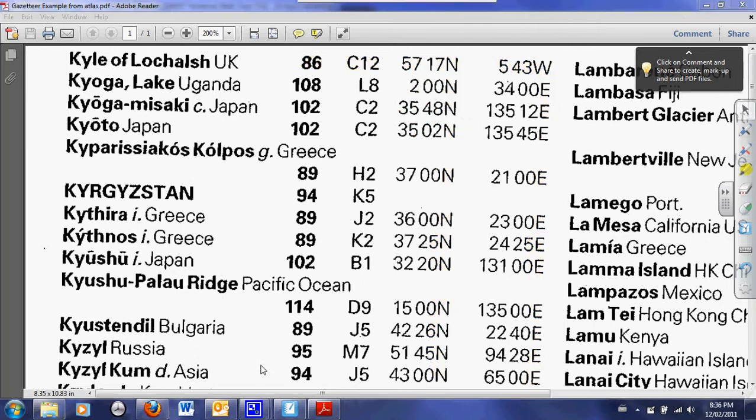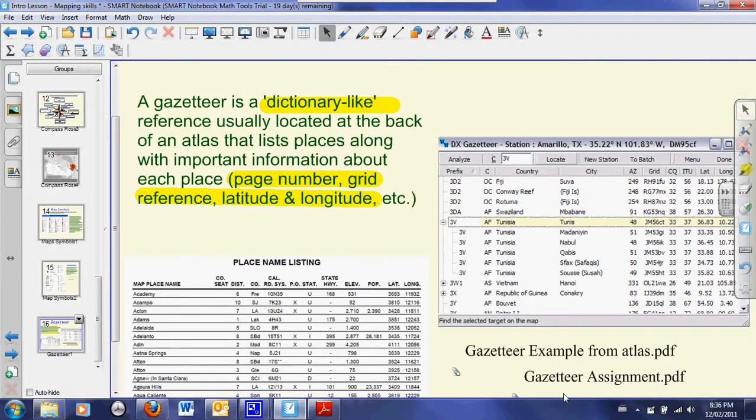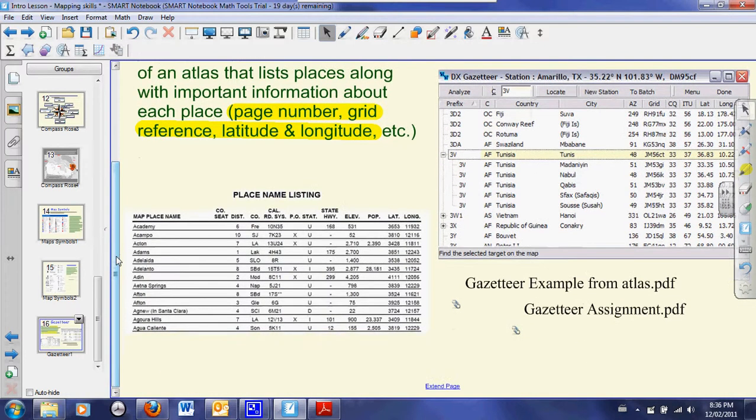Okay, almost done. Now, we do have a Gazetteer assignment for you. We'll get working on those worksheets, and then I'll show you the answers. I believe they're attached to the website as well. All right, let's go.